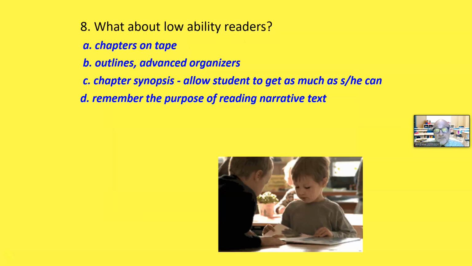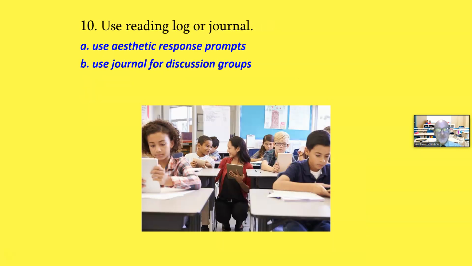What about low ability readers? If you have a multi-level classroom, and by the way, all classrooms are multi-level. There's no such thing as a homogeneous group of students. You can have chapters on tape, use that outline or advanced organizer so they get a sense of the structure. Chapter synopses allow the student to get as much as he or she can. And remember, the purpose of reading narrative text is to enjoy the story. So you do whatever you can to enable that student to enjoy the story.